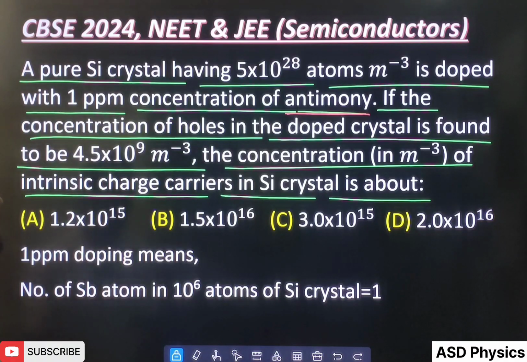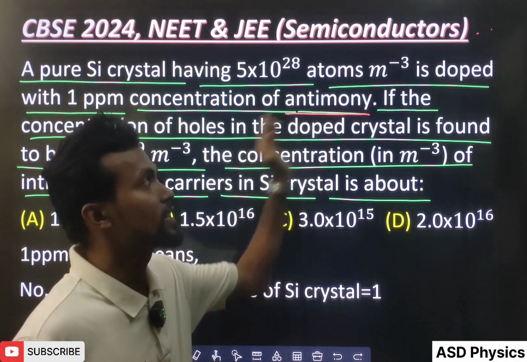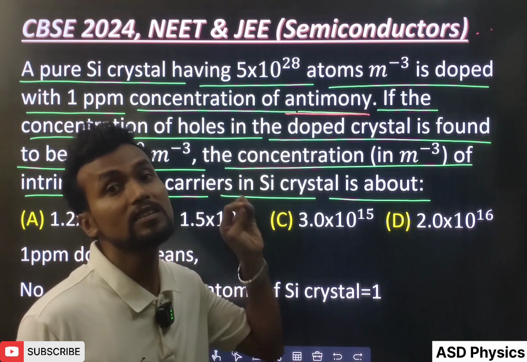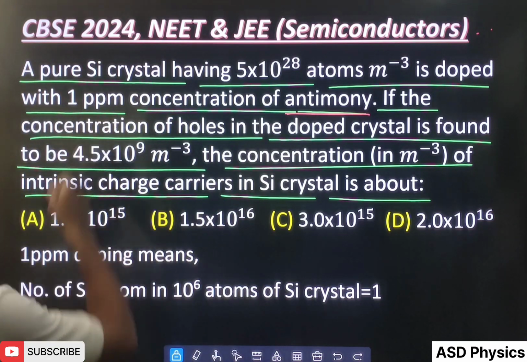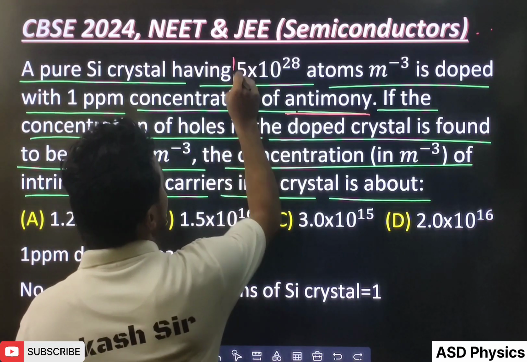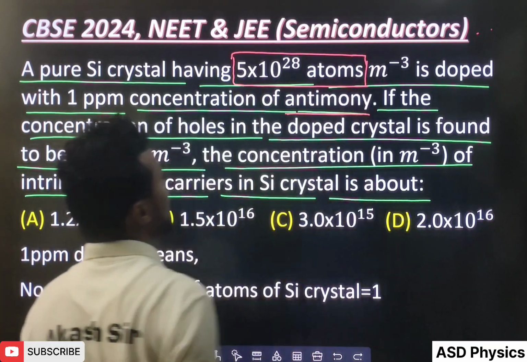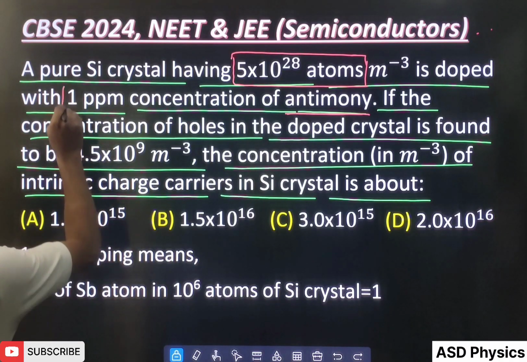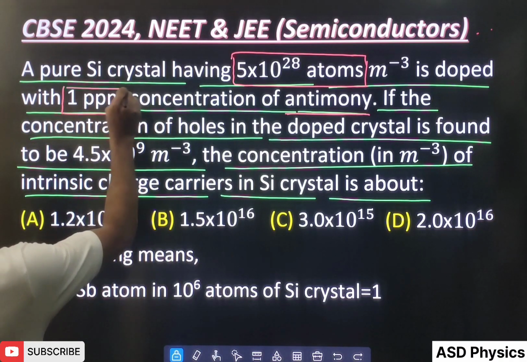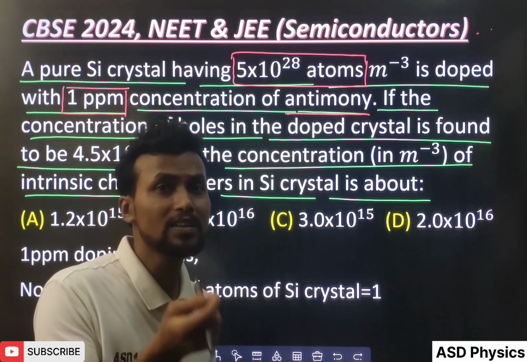Here antimony is a pentavalent impurity. That means which kind of semiconductor do we get? An extrinsic semiconductor, n-type. Now see, how many silicon atoms are given here? 5 into 10 to the power 8 atoms of silicon crystal, and they are doped by how much? 1 ppm. ppm means parts per million, that means 1 part per million.